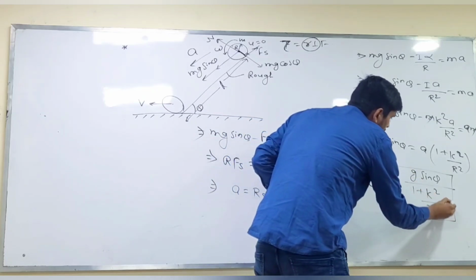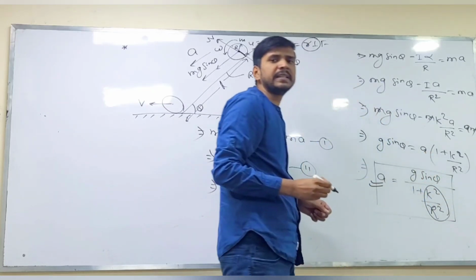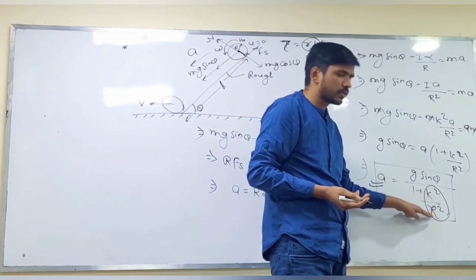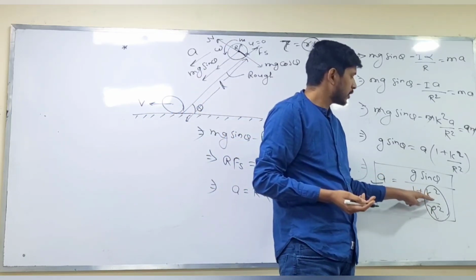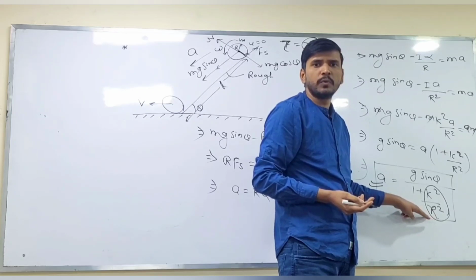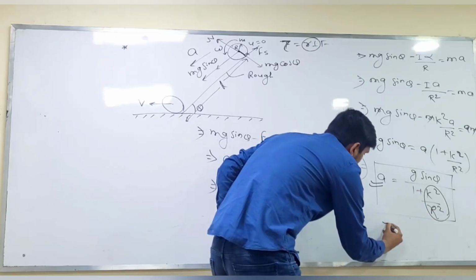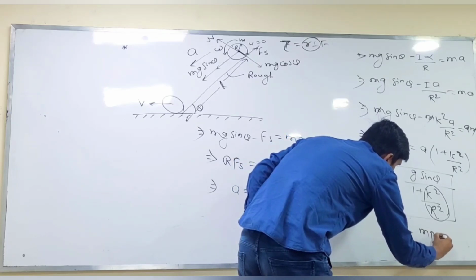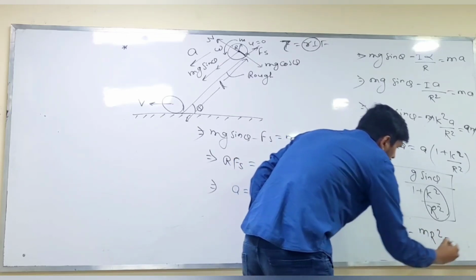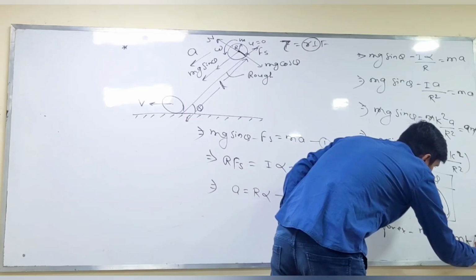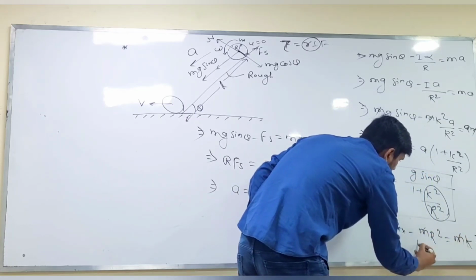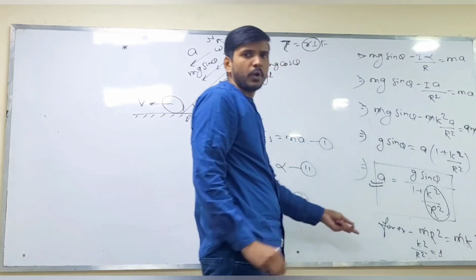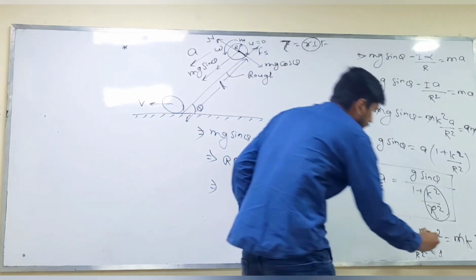K square upon R square, for any body, is a constant. For a ring, K square by R square is equal to 1. For a disk, K square by R square is equal to 1 by 2. For example, the moment of inertia for a ring is mr square, and it can be written as mk square. So K square upon R square for a ring will come equal to 1.